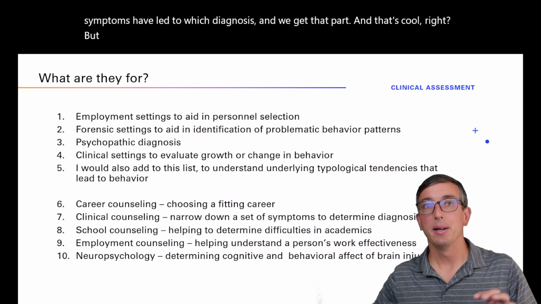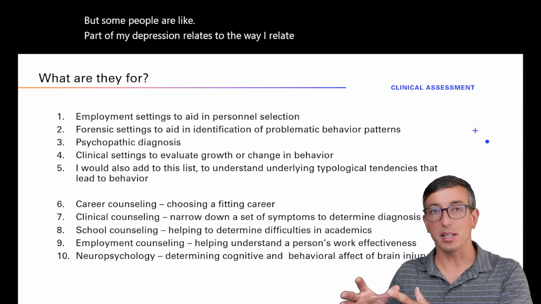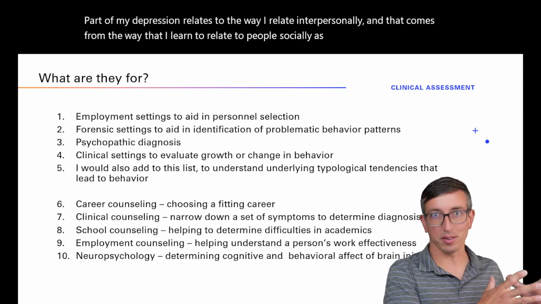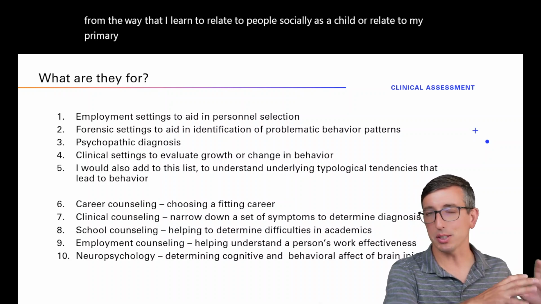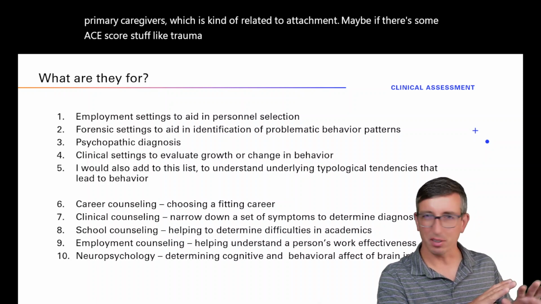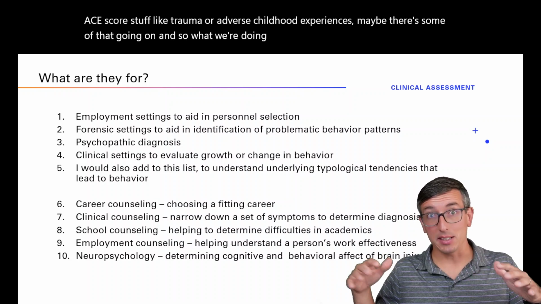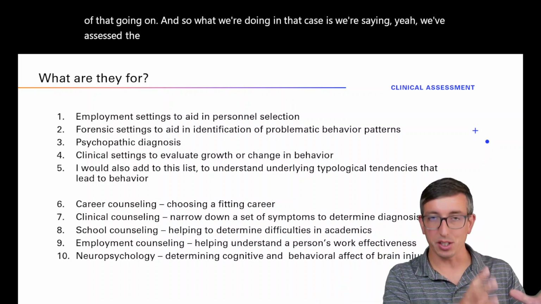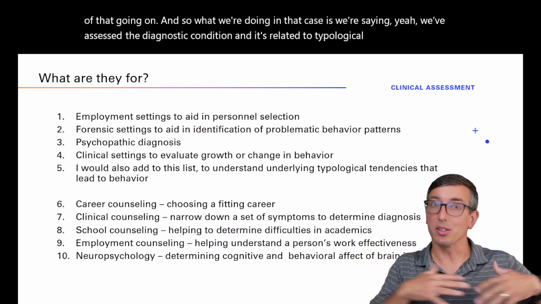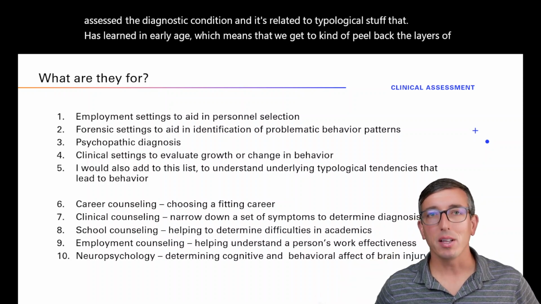But some people are like, part of my depression relates to the way I relate interpersonally, and that comes from the way that I learned to relate to people socially as a child, or relate to my primary caregivers, which is kind of related to attachment, maybe if there's some ACE score stuff like trauma or adverse childhood experiences, maybe there's some of that going on. And so what we're doing in that case is we're saying, yeah, we've assessed the diagnostic condition, and it's related to typological stuff that was learned in early age, which means that we get to kind of peel back the layers of, well, how has that developed your personality?